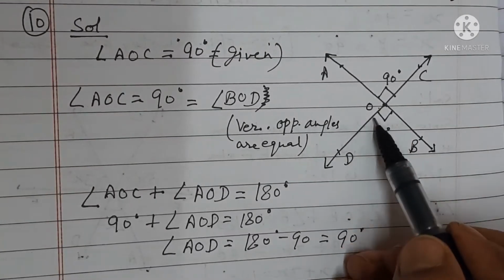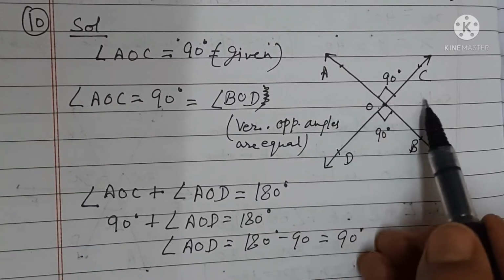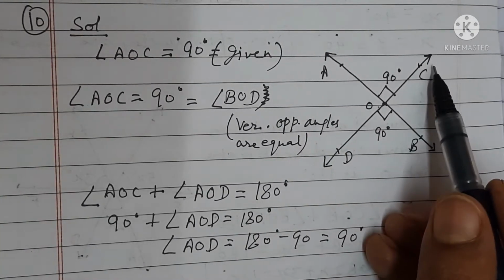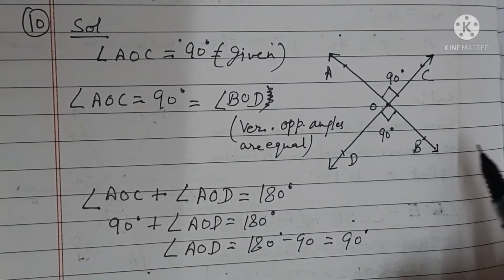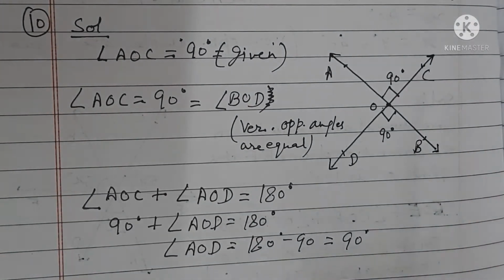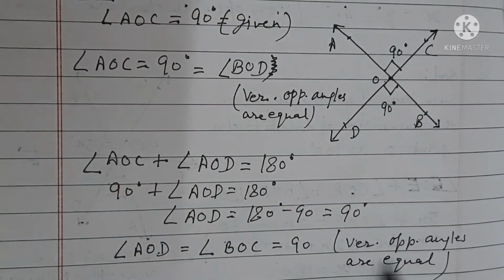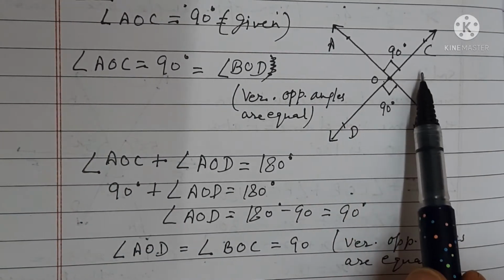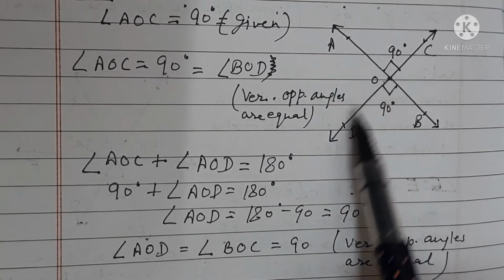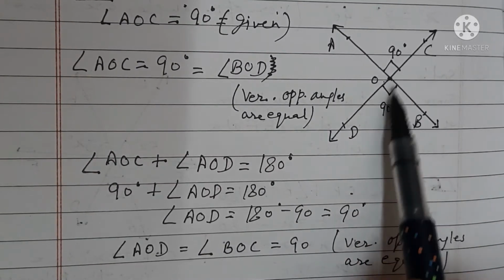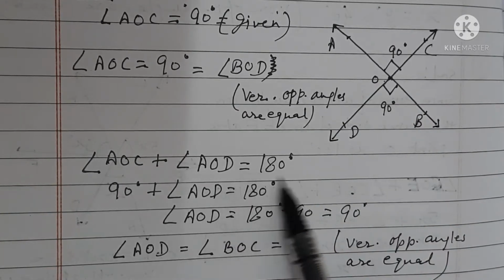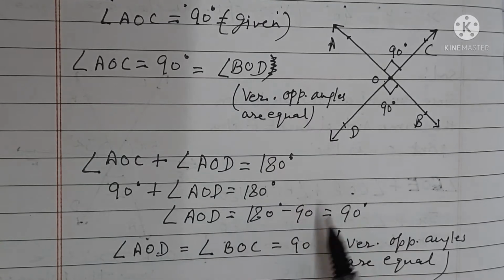So this angle you get 90 degrees, and angle AOD is equal to angle BOC, vertically opposite angles are equal. So give the reason. Now you get all three remaining angles are 90 degrees. AOD is equal to BOD is equal to BOC: 90, 90 and 90. So hence proved.